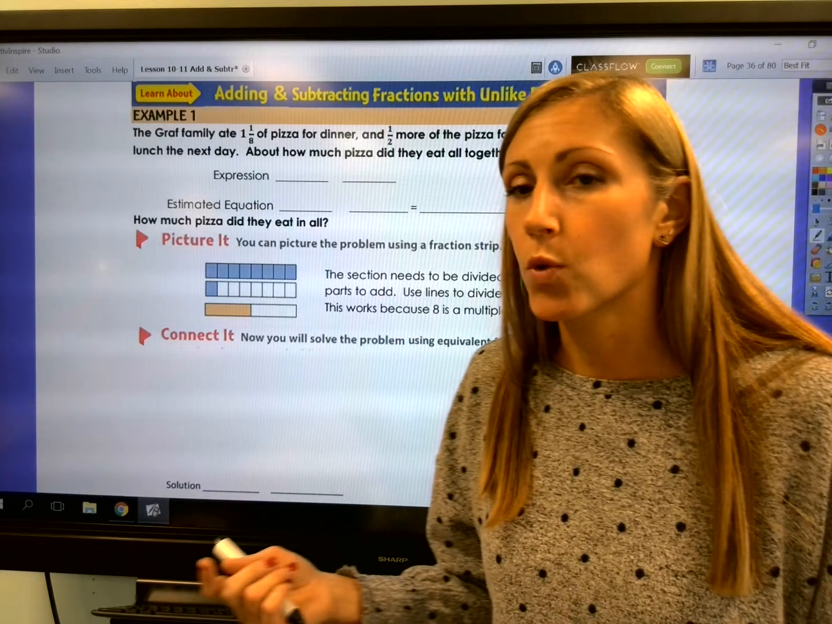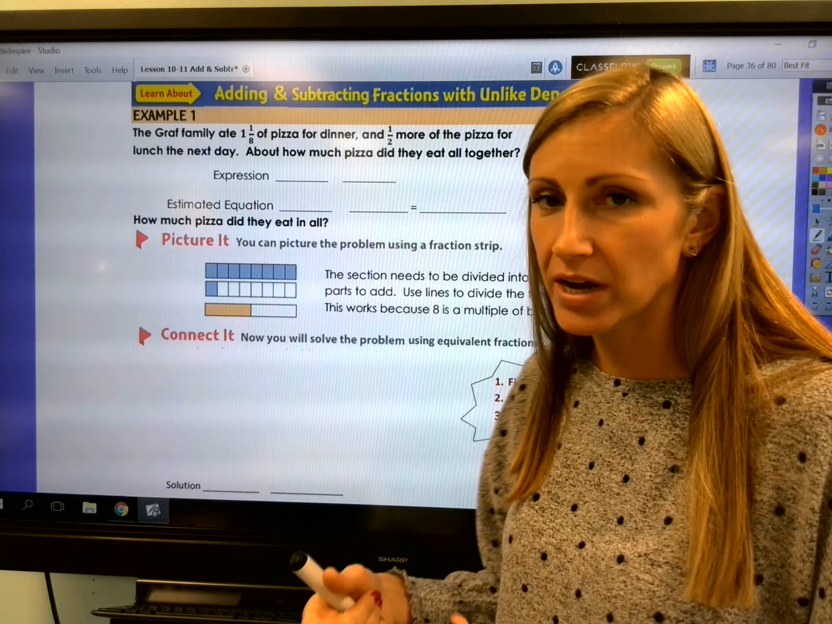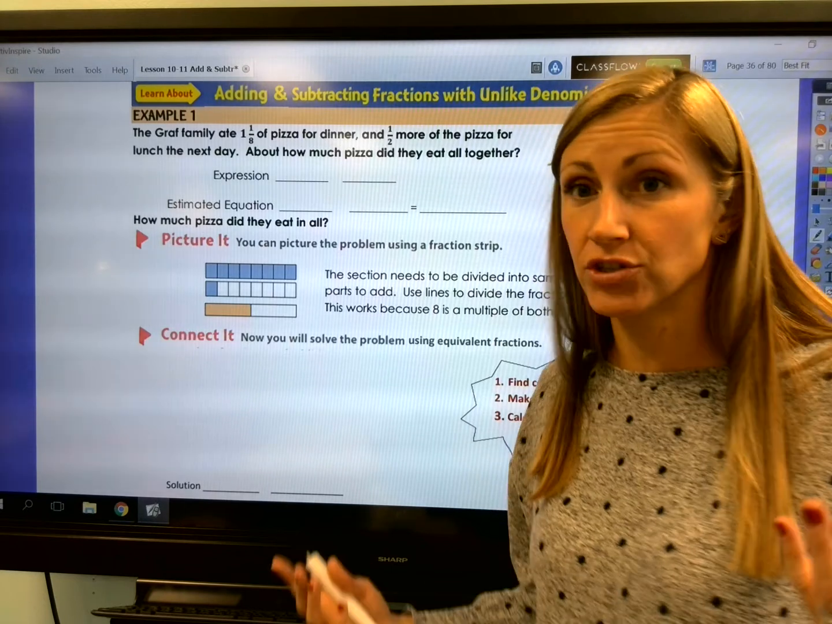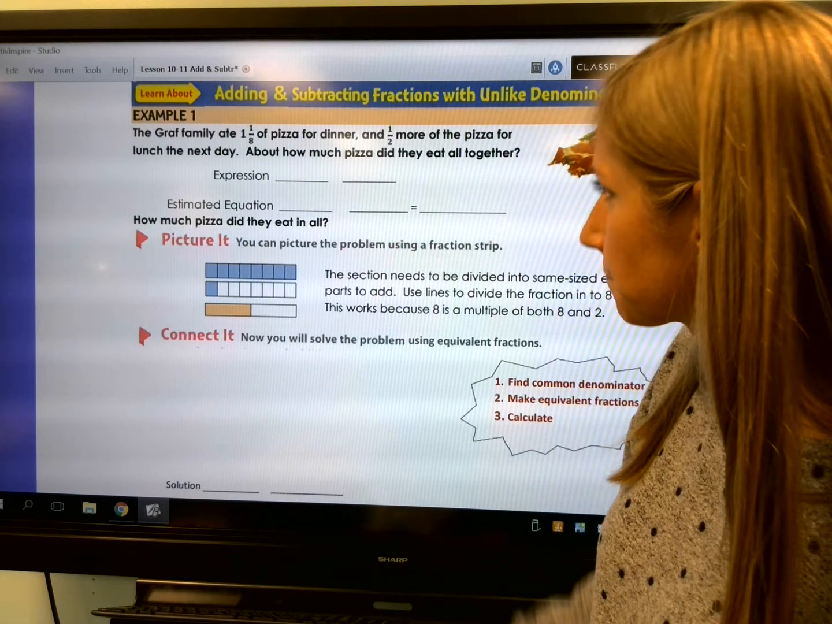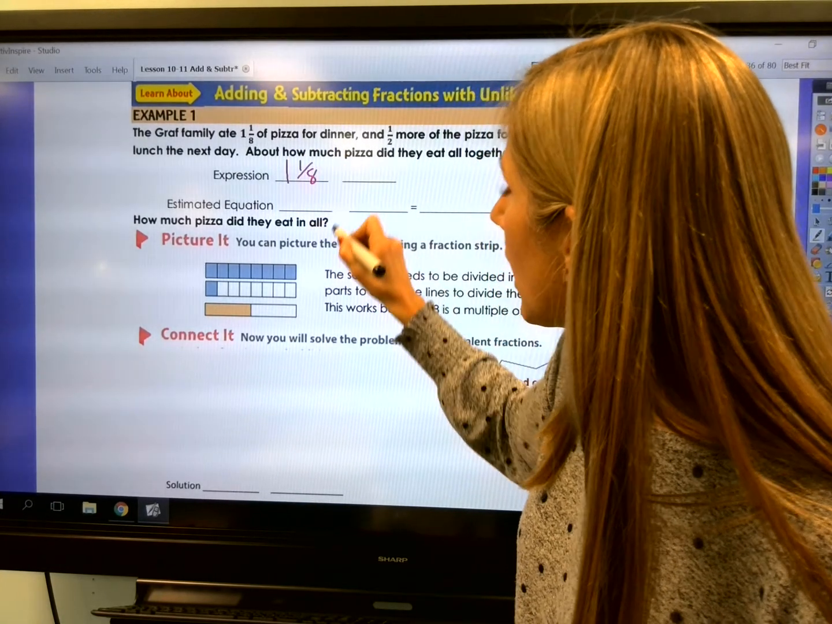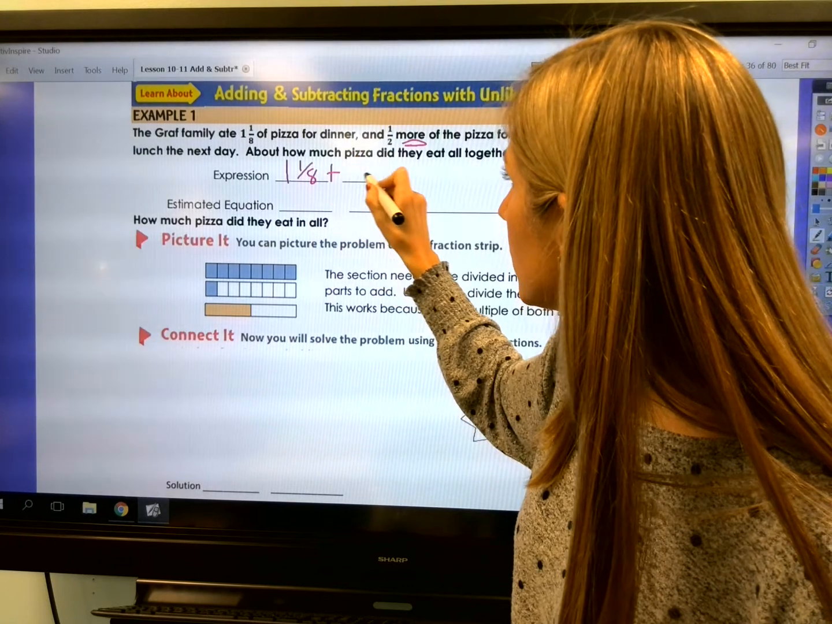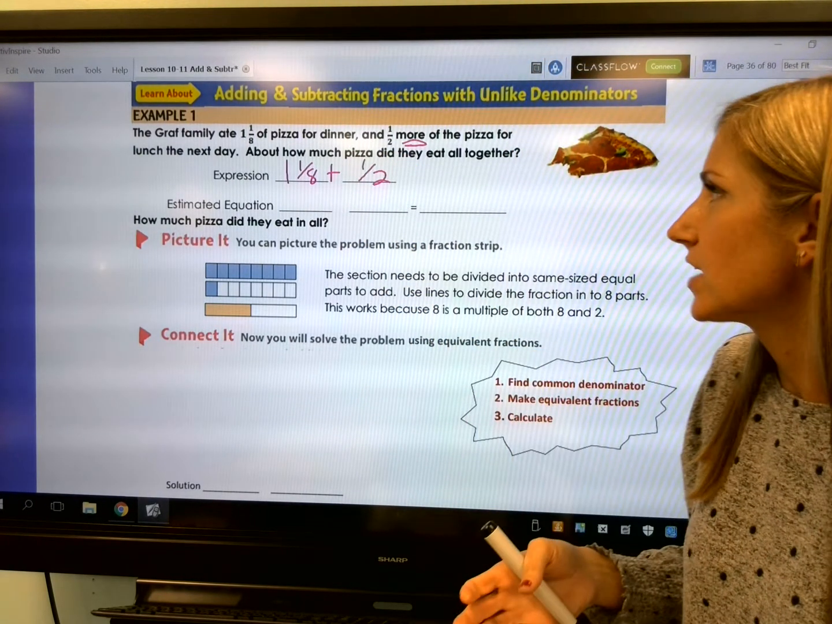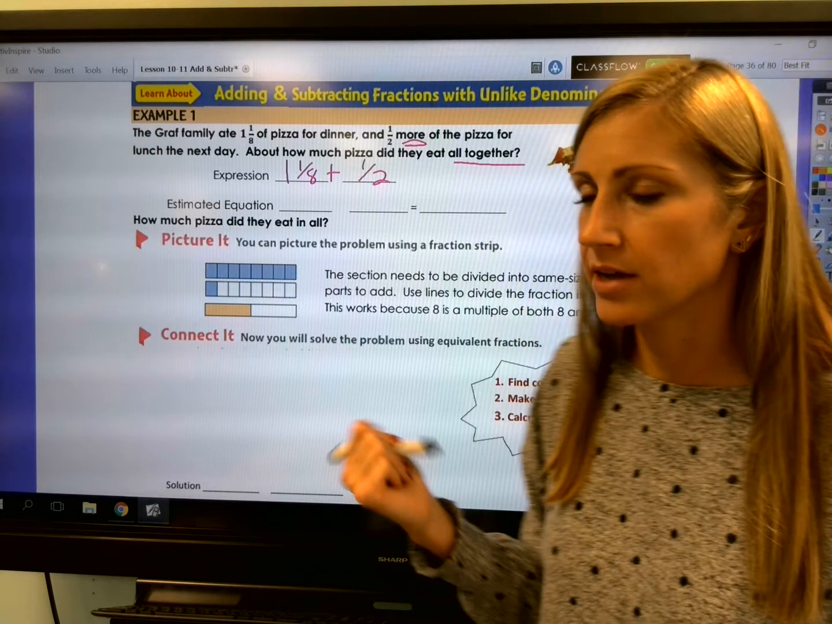So first we are going to identify what's happening in the story problem. So we're going to write down our expression to prove that we understand, is it adding, is it subtracting? And eventually we'll be multiplying and dividing later in the year. So our expression, we would be doing 1 1/8, and we are adding, because it's the more, we're adding that half for lunch that next day. And if we want to know altogether, we know we're doing that addition.